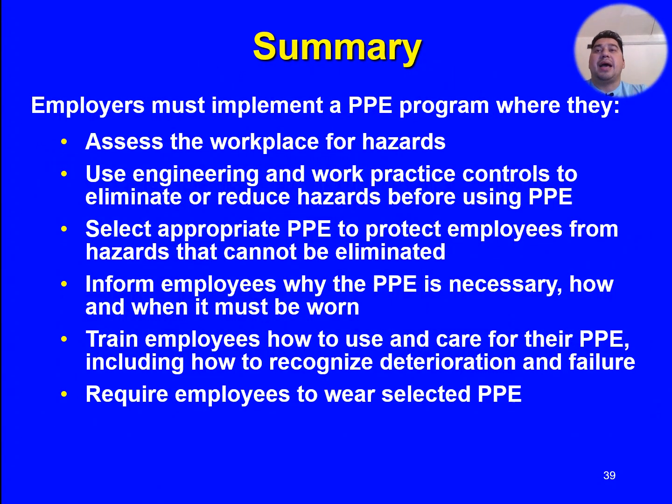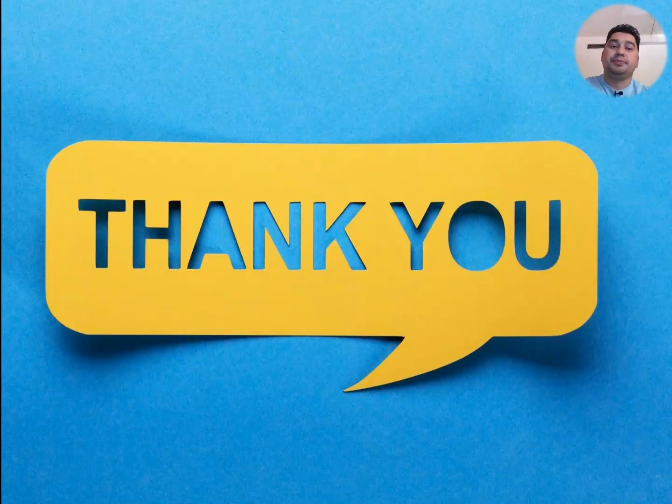So let's summarize what we have learned so far. Employers must implement a PPE program where they assess the workplace for hazards, and use engineering and work practice controls to eliminate or reduce hazards before using PPE. Select appropriate PPE to protect employees from hazards that cannot be eliminated or reduced. Inform employees why the PPE is necessary, and how and when it must be worn. Train employees how to use and care for their PPE, including how to recognize deterioration and failure of PPE. Require employees to wear the selected PPE.